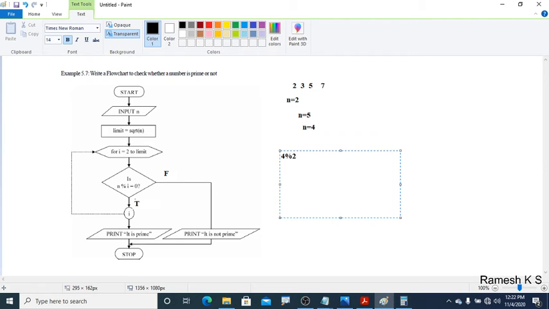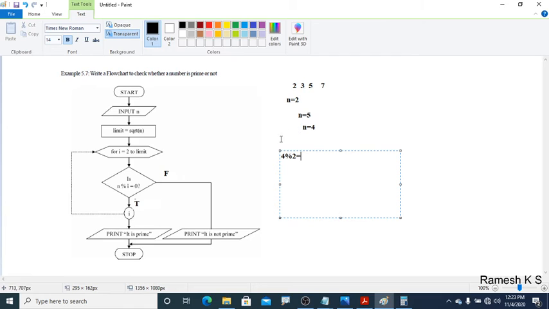Correct? So how much will you get? 2 twos are 4, so 2 will be the quotient and 0 will be the remainder. With the help of the percent symbol, we retrieve the remainder. 0 is equal to 0 becomes true. Once it is true, we come down. So i is only 1, only i is equal to 2, there is no other value. Only one iteration, that's why it will come down.